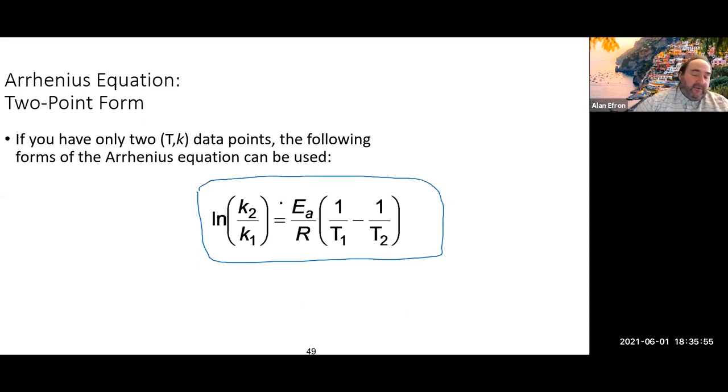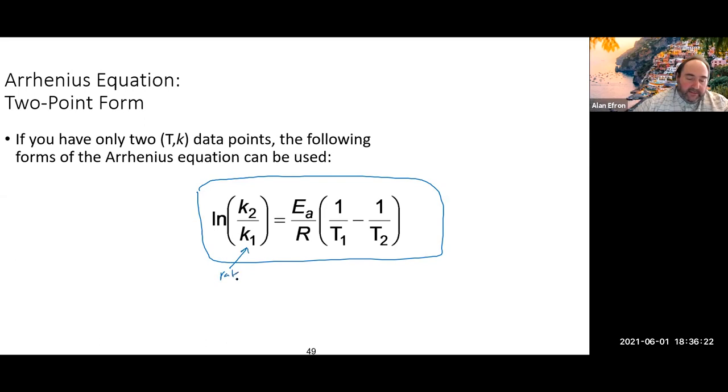Somehow the negative is distributed on the outside, which means the inside, where the temperature is, flips around. Sometimes they will combine the bottom, T1 times T2, with a common denominator. But this is one that you commonly will see in terms of the formula as well. And these are the same things that we've seen before. These are two rate constants at different temperatures.